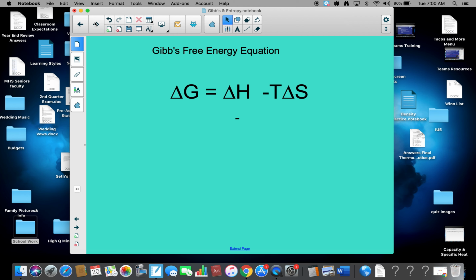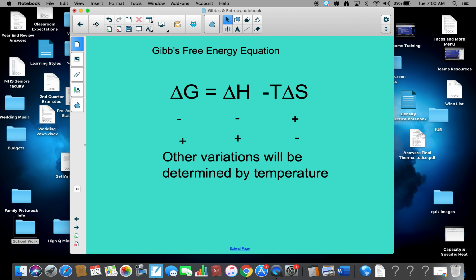And if enthalpy is negative and entropy is positive, then the reaction is always going to be spontaneous because the Gibbs free energy will always be negative. Contrarily, if their values are opposite, then delta G will always be positive and the reaction will never take place. We can generate other variations with temperature, and we'll talk about that in class. If they're both positive, the reaction will not take place unless at extremely high temperatures. If they're both negative, the reaction will take place except at very high temperatures. So we'll talk about that later in class.